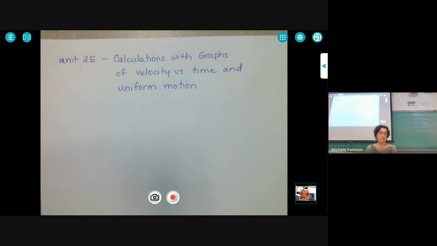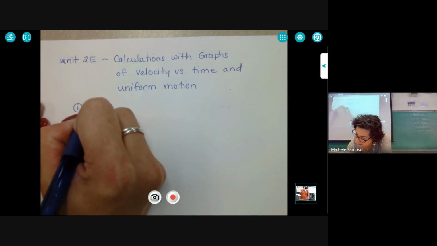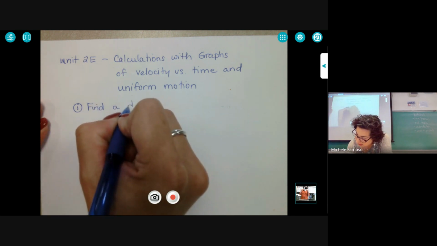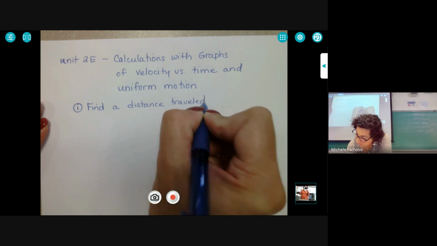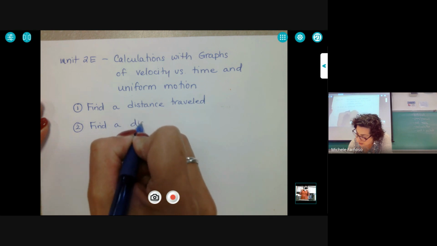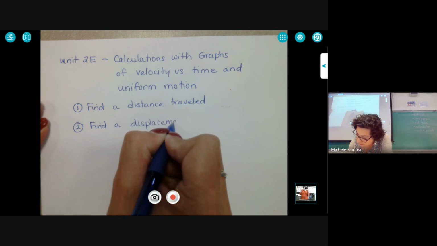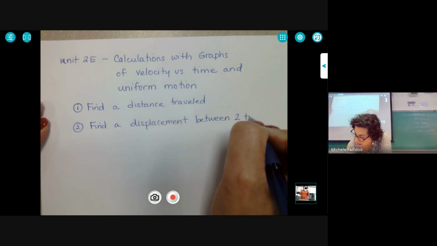Basically, the only calculation you'll be asked to do, or I should say calculations, from graphs of velocity time when we have a uniform type of motion are to either, 1, find a distance traveled, or 2, to find a displacement between 2 times.